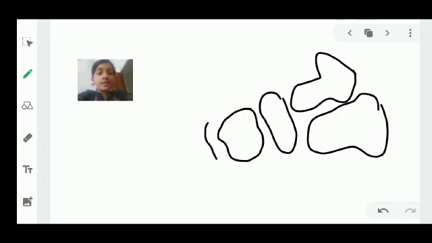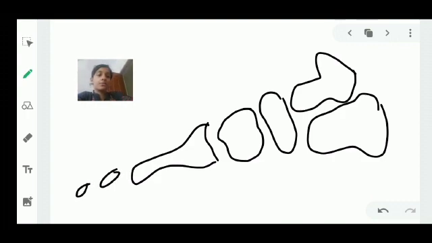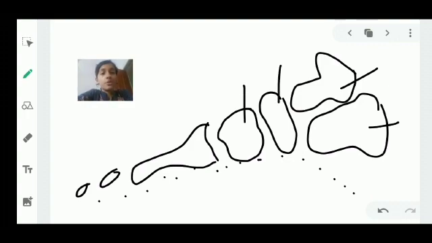Then the medial three metatarsals. This is the first metatarsal, but the medial three metatarsals are involved. That's all. The phalanges are not part of the arch. This is the medial longitudinal arch. So I repeat: calcaneum, talus, navicular, cuneiforms, medial three metatarsals. So these are the bones that form the medial longitudinal arch.